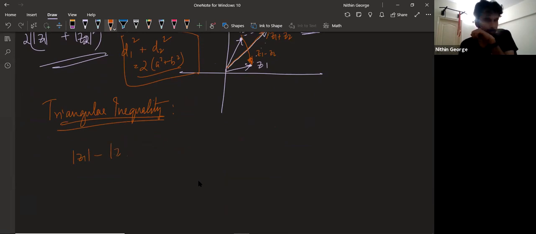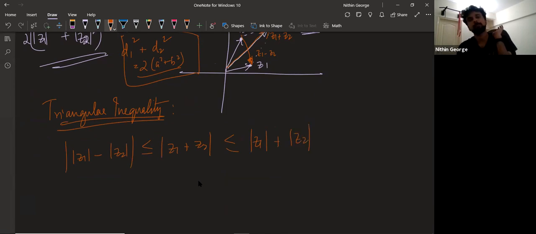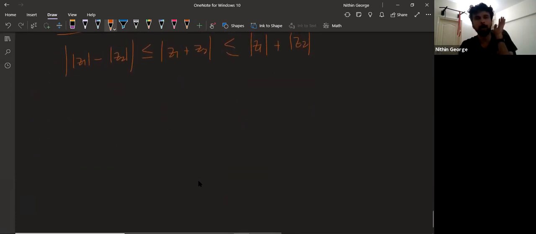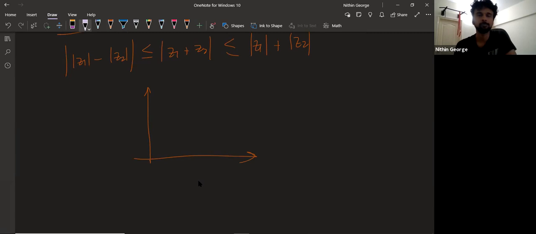Mod of Z1 minus mod Z2 is less than or equal to mod of Z1 plus Z2, which is less than or equal to mod Z1 plus mod Z2. What are we talking about here? Really, it's the triangular inequality, but how am I asking you to think and how does this work out? Can one of you explain? Just try to explain. You need not be correct. I'll correct you if required. That's why. Guys, what do we do here?